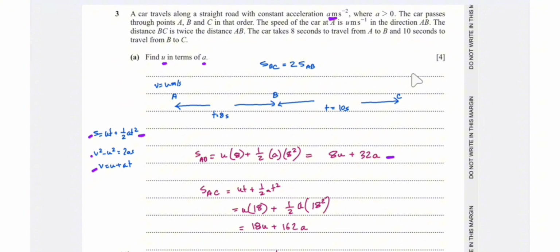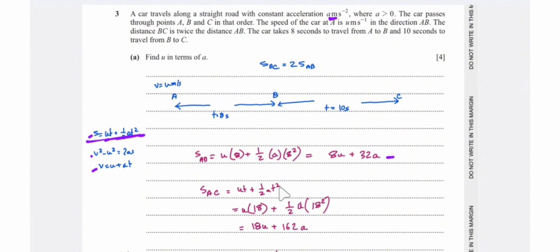For distance BC, if we use s = ut + ½at², then u is the initial speed at B, but we don't know the speed at B right now. That's why we consider the distance AC. If we consider the distance AC, then we know the initial speed u. But if we consider the distance BC, then we don't know the speed at B. Therefore, we consider the distance AC.